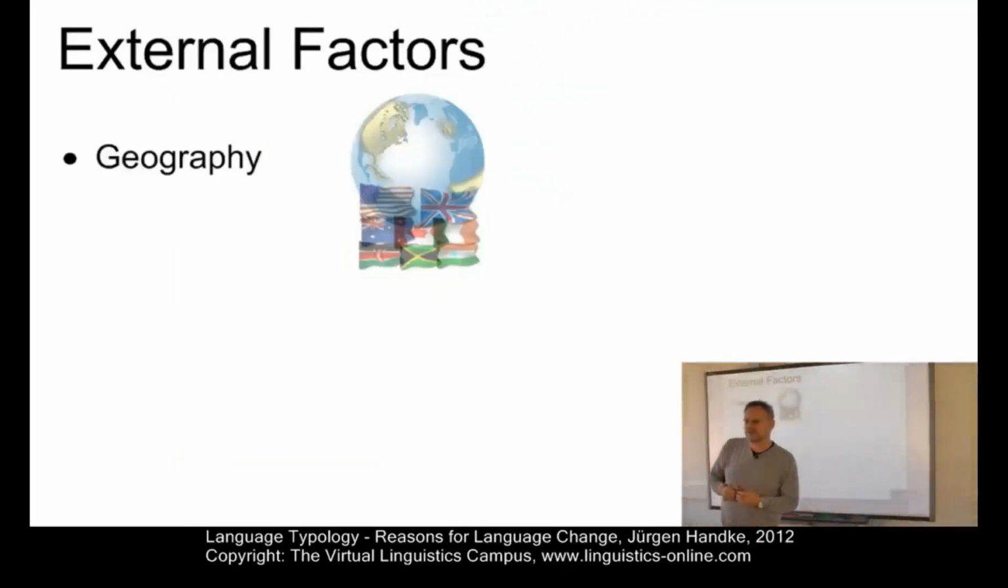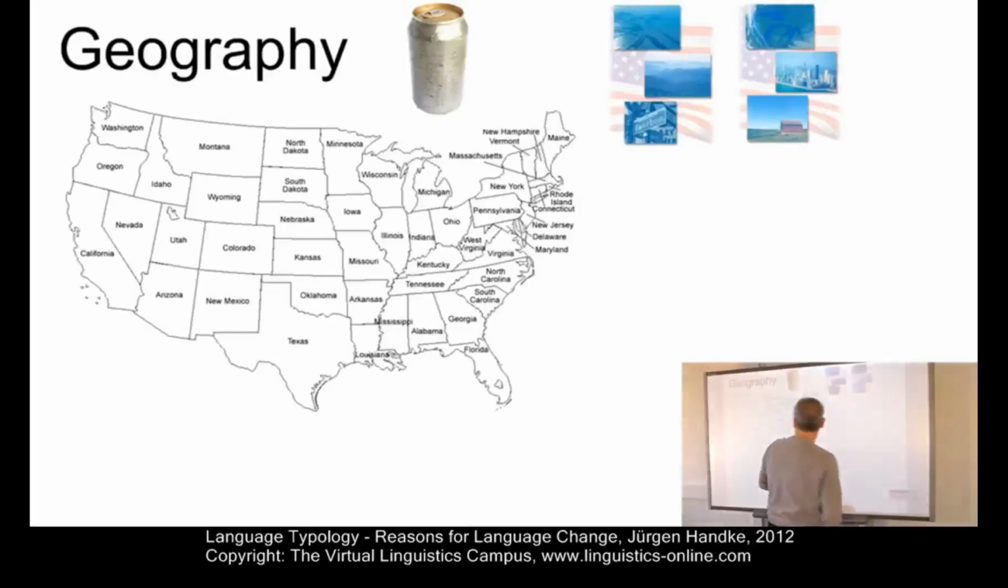Now, one central factor that is listed here has to do with the geographical organization of languages and their varieties. When people move away from each other, their languages or dialects will diverge. New experiences will be made, and at least the vocabularies will change. Well, here is an example from North America.